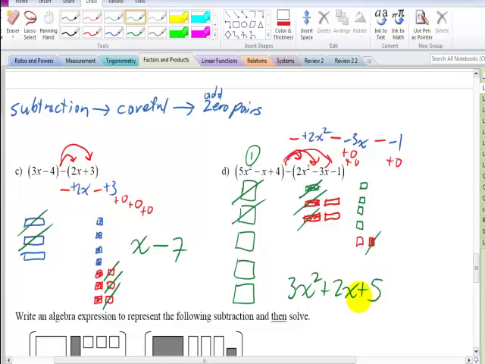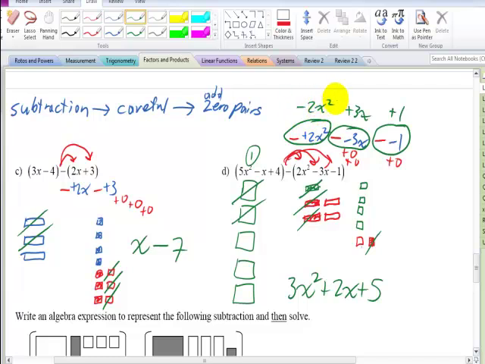Good. Did you draw these, Hammond? Okay. Now, what about these double signs? What is this really like? Minus negative 1, minus negative 3x, minus negative 2x squared.